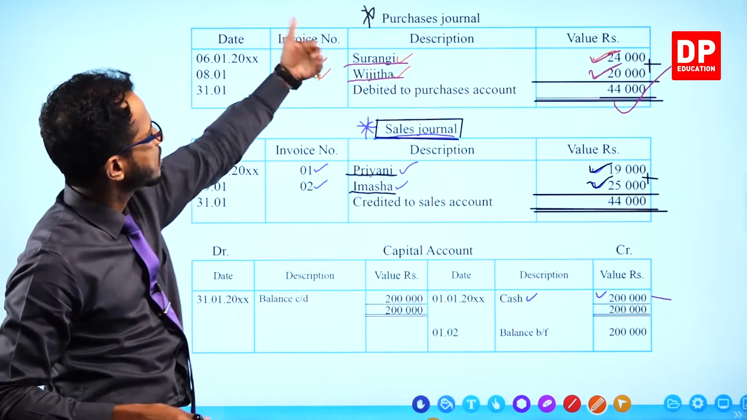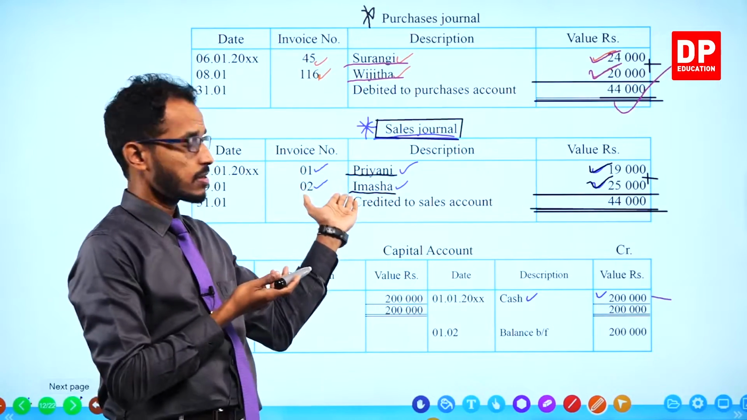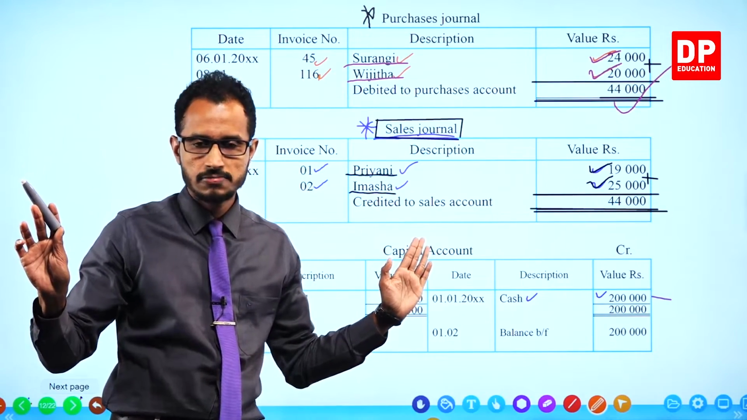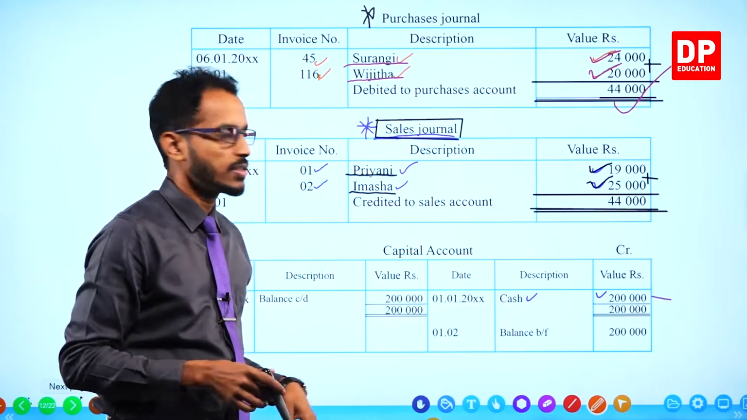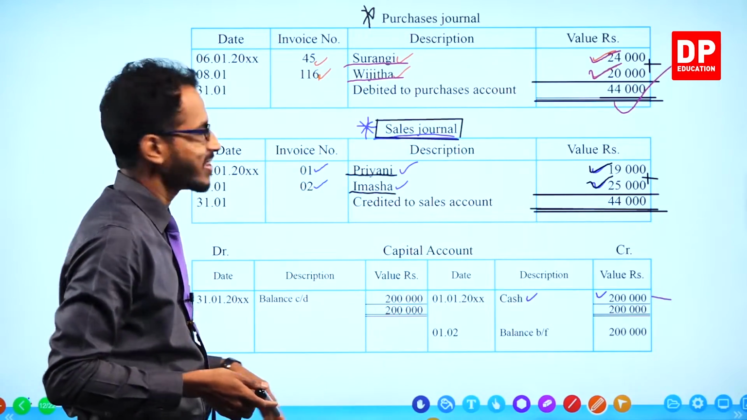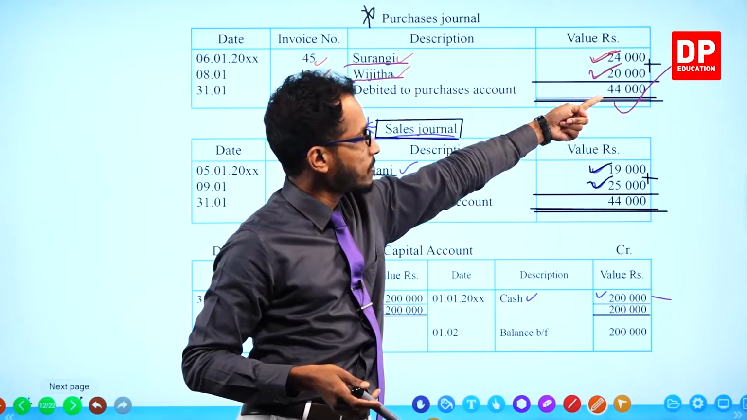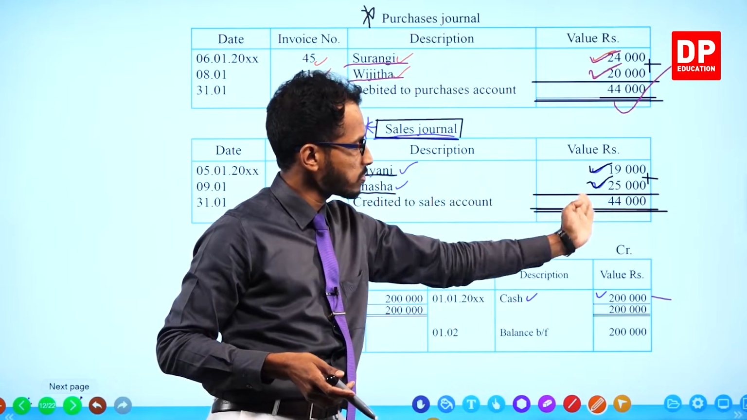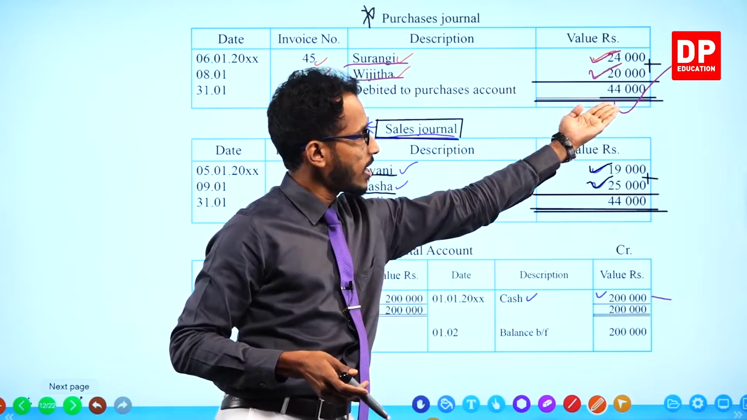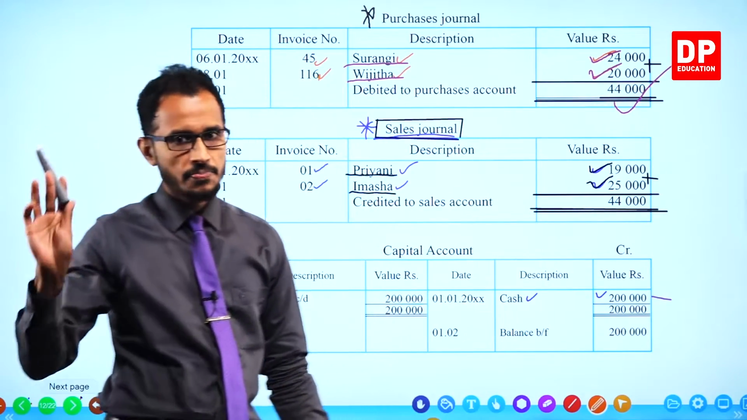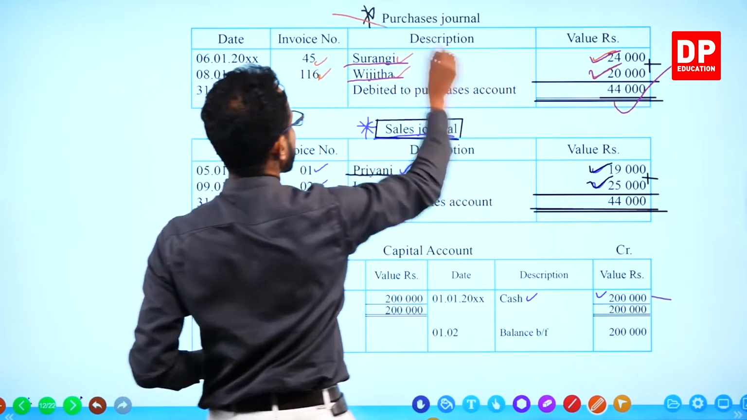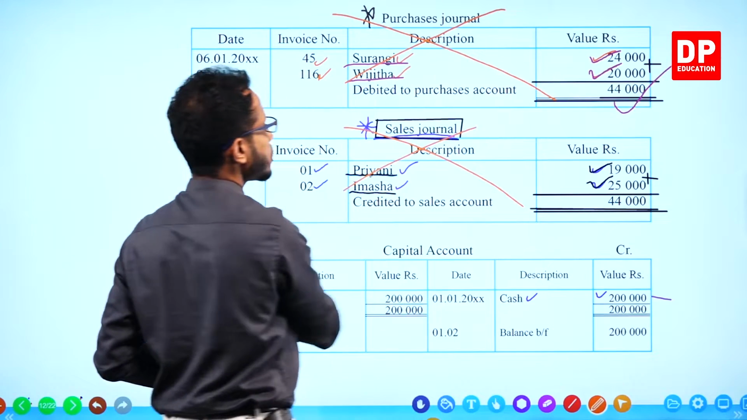Next, we have purchase journal, sales journal. Do we take this? No, journals are not balanced. Journals are summed up, and the total has already been transferred to the ledger. So this is done.